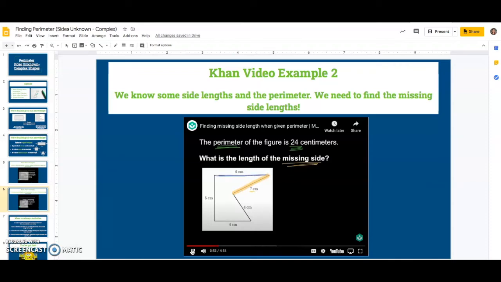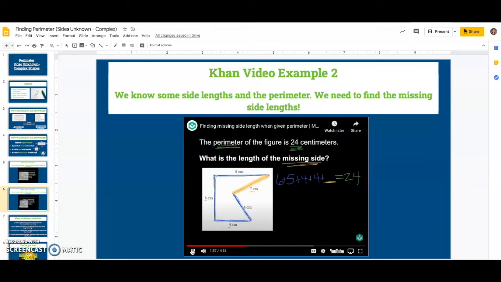We know that this top side has a length of 6 centimeters, plus going down the left has a length of 5 more centimeters, plus across the bottom is 4 more centimeters, and the last known side is another 4 centimeters. So when we add all those plus this mystery side, we should get a perimeter of 24. The entire distance, the 6 plus the 5 plus the 4 plus the 4 plus this mystery number should get us to a perimeter of 24.